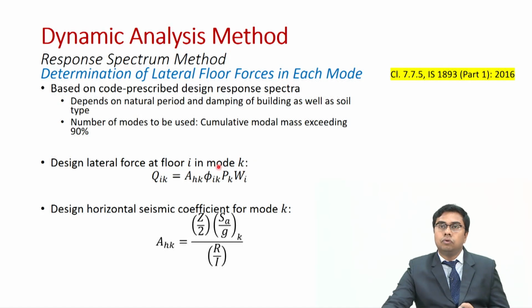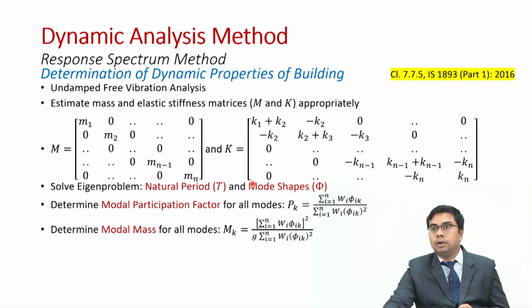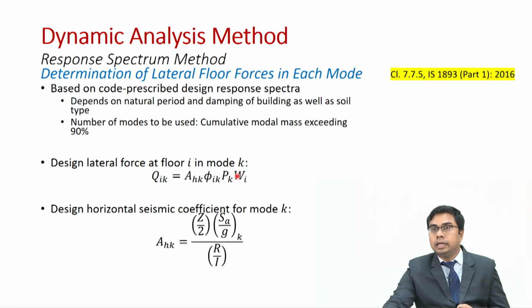Now the design lateral force at any floor i in a mode k shall be given by this expression, A_hk multiplied by phi_ik multiplied by P_k multiplied by W_i. Let us understand what these are. We are talking about floor i and mode k. So W_i is the seismic weight of floor i, P_k is the modal participation factor for the kth mode, phi_ik represents the mode shape corresponding to the oscillations. Then A_hk is the design horizontal seismic coefficient for that very mode, that is mode k.